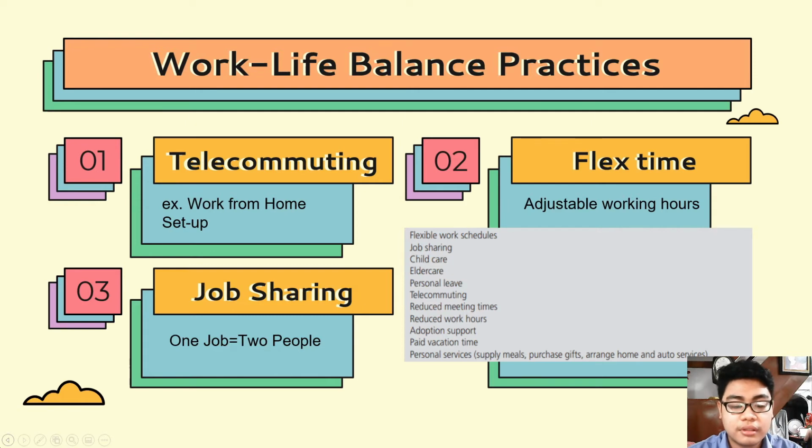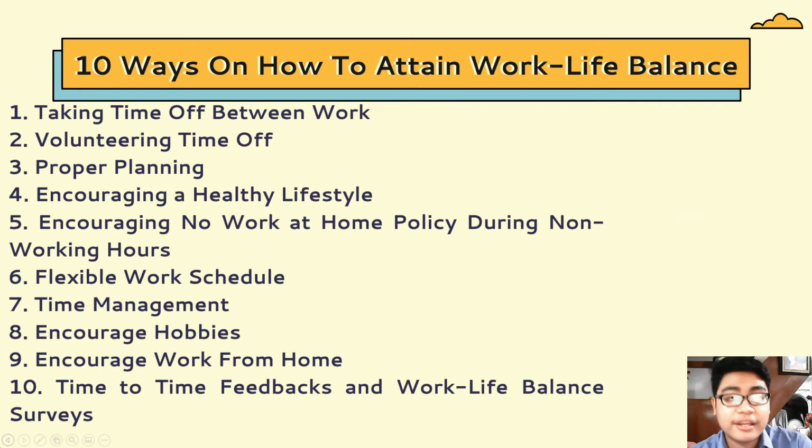Also shown are the other work-life balance practices that a company can offer to their employees. We must also remember that not all organizations are considerate in giving work-life balance arrangements. The examples shown are the flexible work schedules, job sharing, child care, elder care, personal leave, telecommuting, reduced meeting times, reduced work hours, adoption support, paid vacation time, and personal services.